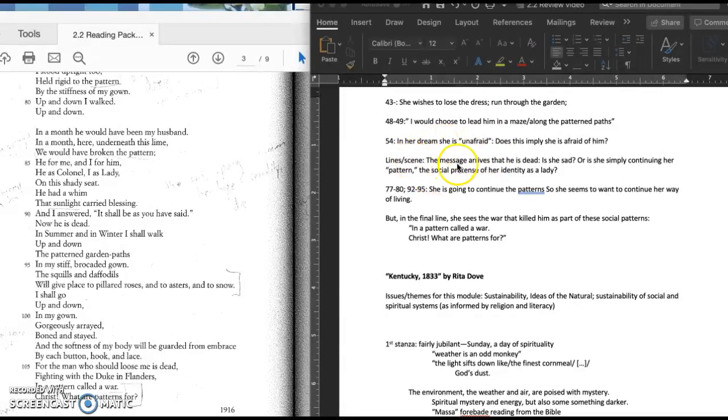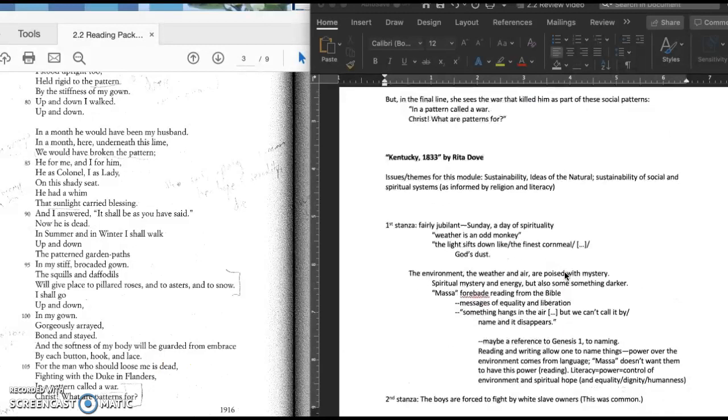One interesting moment for your interpretation, however you interpret this poem: the message arrives that he's dead. After that, we have to ask, is she sad? Or is she simply continuing the pattern, as we saw on these pages right here? I shall go up and down in my gown. But then at the end, we get what might be her moment of conversion, if you want to read it that way. What are patterns for? It could be a commentary on war, but since the whole poem was not about war and about her limitations as a woman, this has to be seen as some type of an insight into her own life, right?